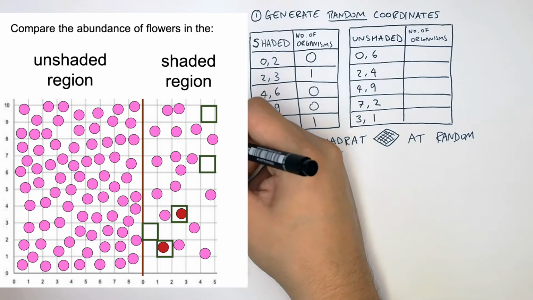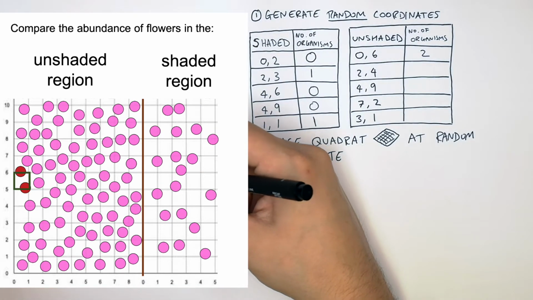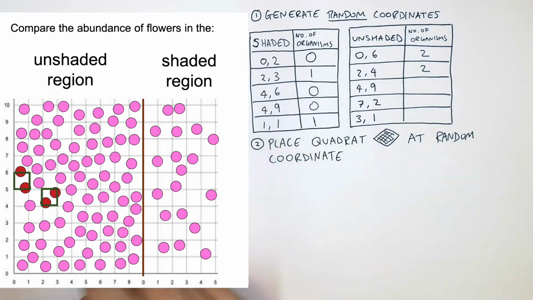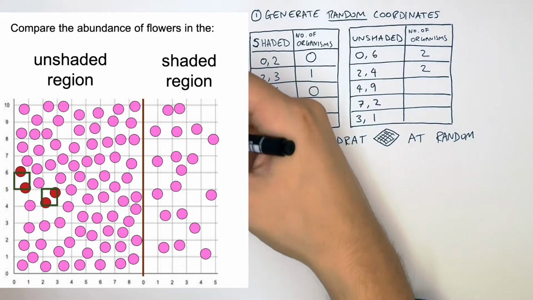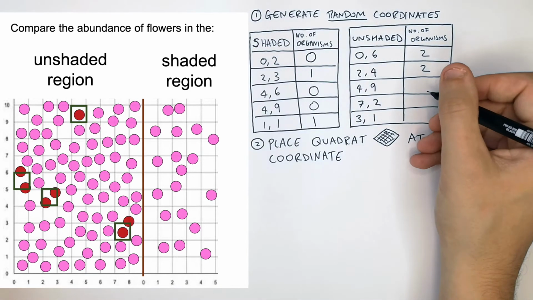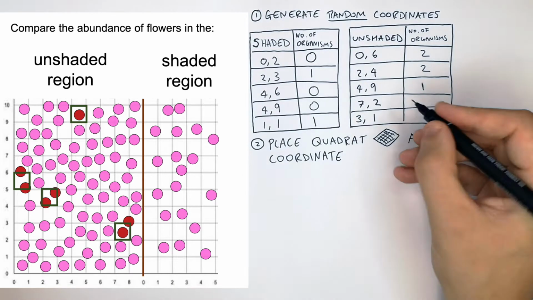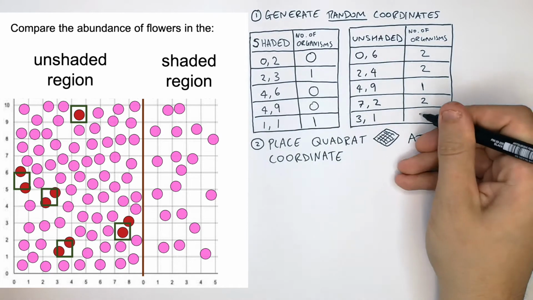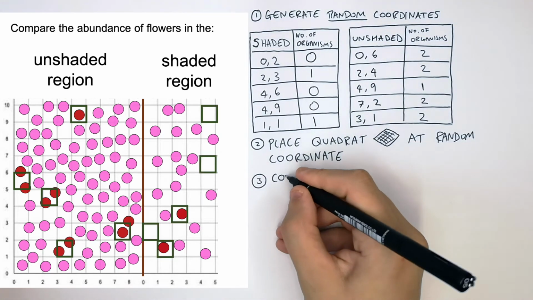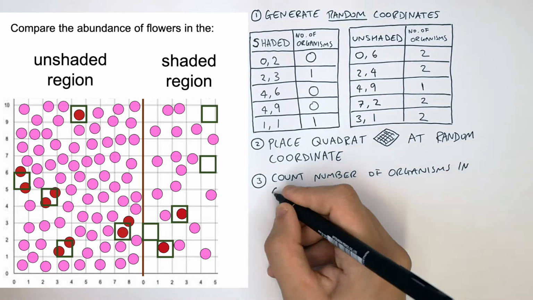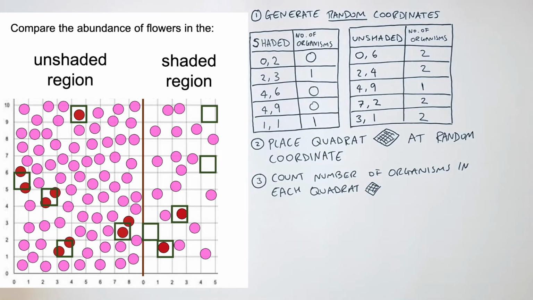So in the first quadrat, there is 2. In the second, there are also 2 plants. In the third quadrat, there is 1 plant. In the fourth quadrat, 2 plants. And in the final quadrat, there are also 2 plants. So what we've just done is we have counted the number of organisms in each quadrat.